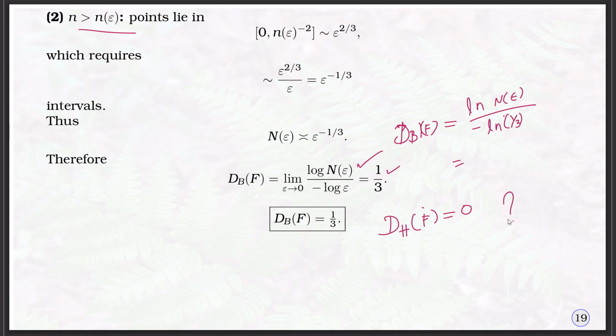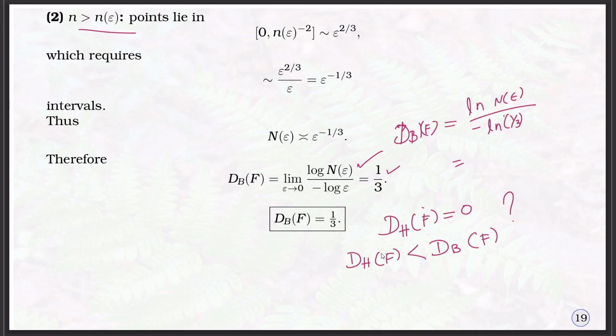Now, for this set the box counting dimension is greater than the Hausdorff dimension: dim_H of F is strictly less than dim_B of F. The box counting dimension of this set is strictly greater than the Hausdorff dimension of F.